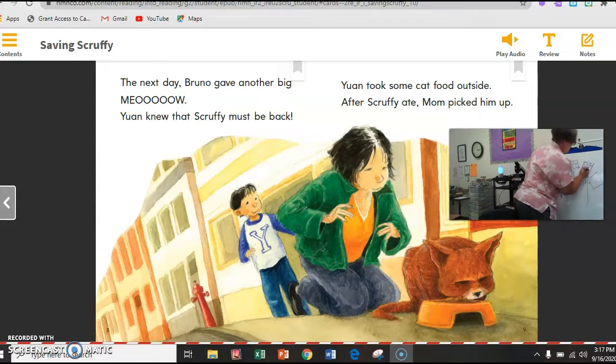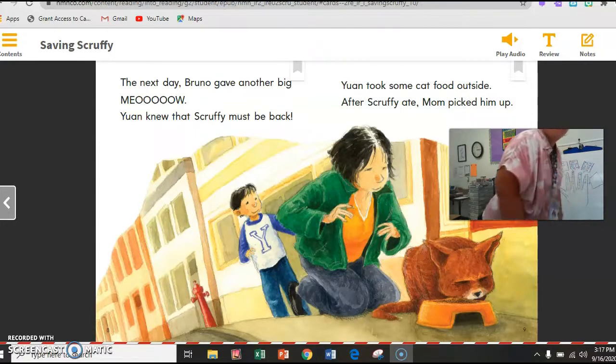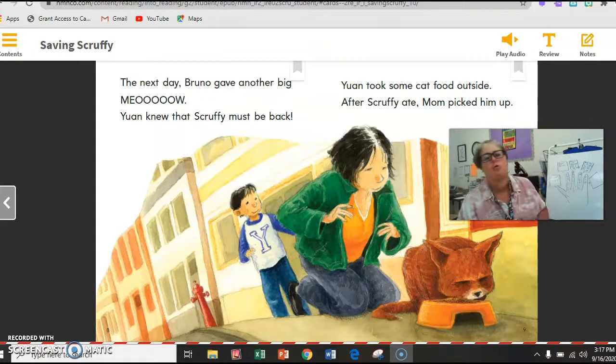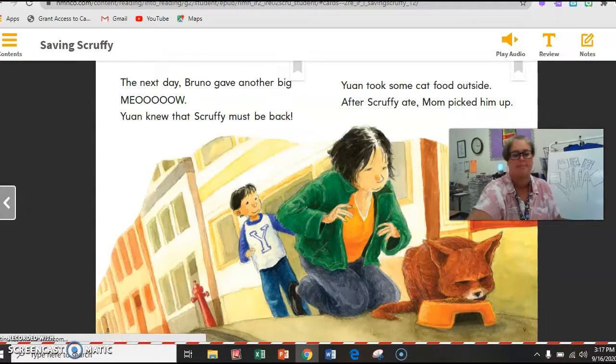And Yuan fed the cat. So they saw a Scruffy cat and Yuan fed the cat. Let's keep reading and see what happens next.